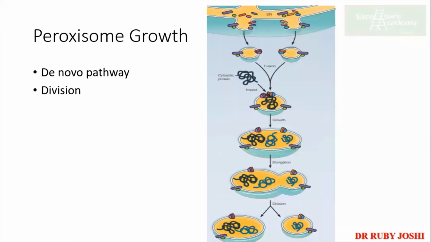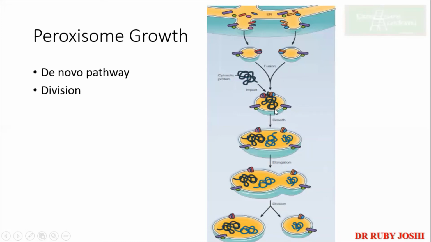As I said earlier, at the start of the lecture, there are two ways by which a peroxisome can be synthesized or grown. The first one is the de novo pathway. What is the de novo pathway? It says that from the start, from scratch, it is being made. In the case of the peroxisome, when these transmembrane peroxin proteins, the PEX proteins, are present at the peroxisomal ER, they come as a vesicle, they fuse, and they form a peroxisome into which the cytosolic protein can be imported.